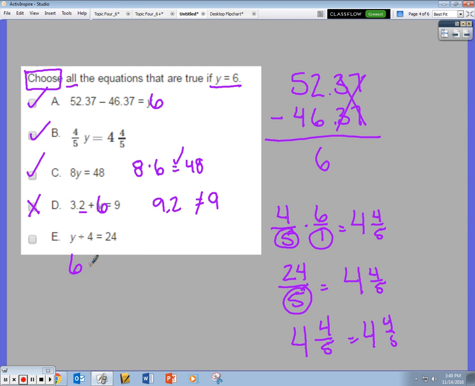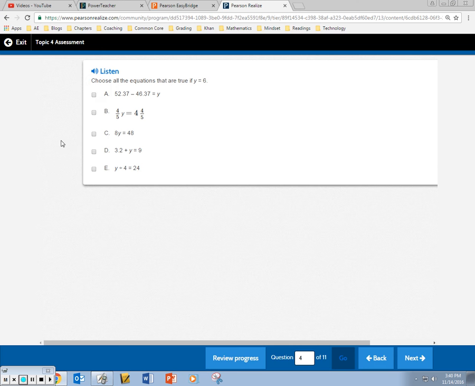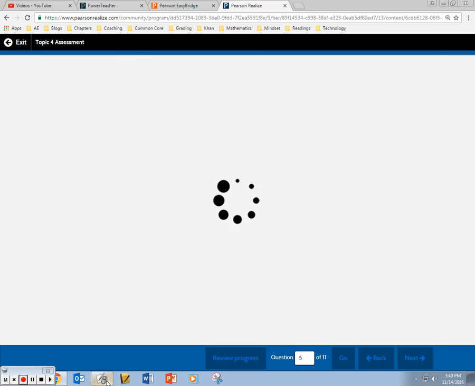Well, this says to substitute in 6. Well, 6 divided by 4 will not equal 24. They're trying to trick you here. They're trying to get you to see 6 and 4 are factors of 24, but that doesn't mean 6 divided by 4 equals 24. That would be with multiplication, so this will not work. So A, B, and C do work, but nothing else will work for that one.